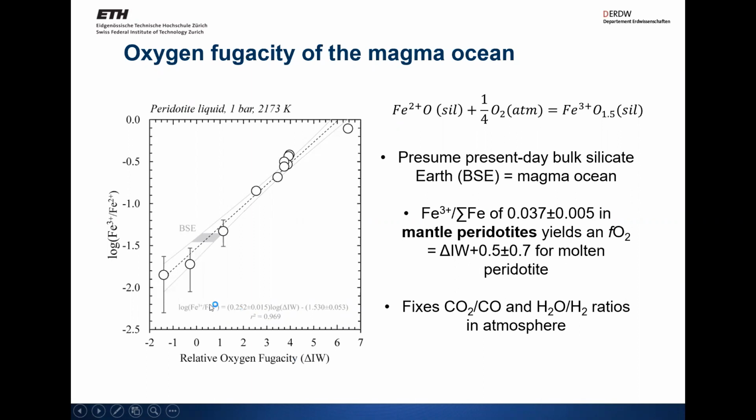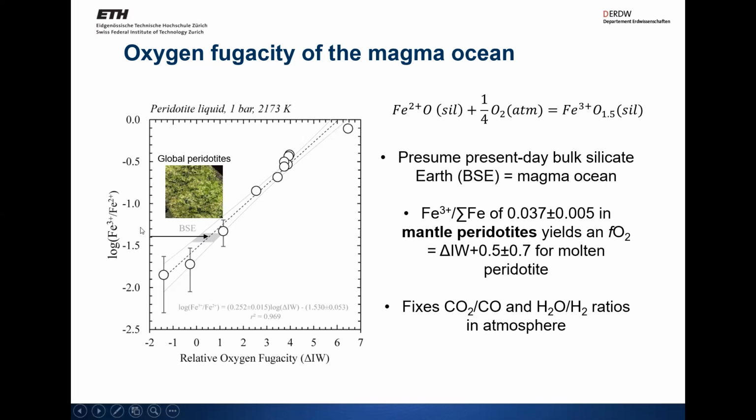Now, in order to make these analyses relevant to the early Earth, we need an estimate for the iron 3+ to 2+ ratio of the Earth. And what we do to estimate that is to use a global compilation of peridotites from the present day mantle and recent mantle of the Earth to estimate what we think the iron 3+ to 2+ ratio of the magma ocean was. And this is where this figure of 3.7% iron 3+ comes from.